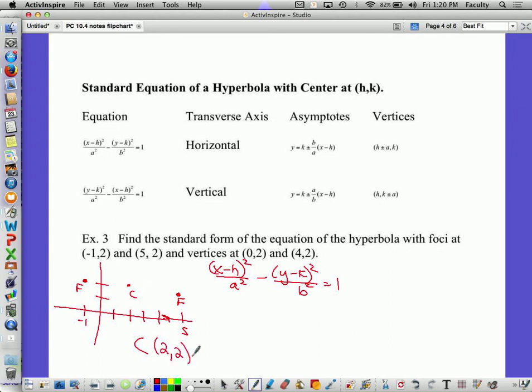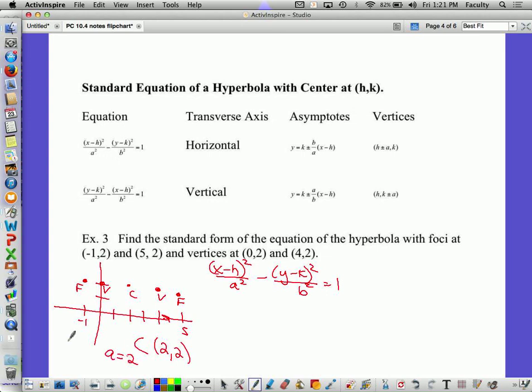Now, we're not asked to graph this, okay? But you do have to sort of plot some of it to get going. So I now know h and k, and I need to find a and b, and then that's it. So I've got the vertices are at 0, 2, and 4, 2. There's the vertex. Do you remember that if this is along the transverse axis, a is the distance between the center and the vertex. So what's a?